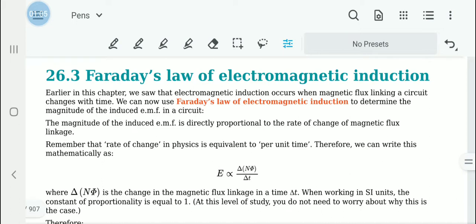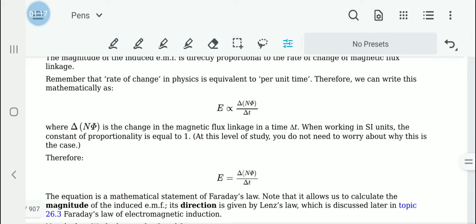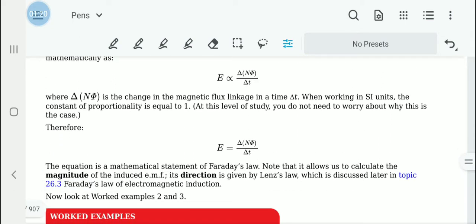Then rate of change, we know, is per unit time. We write it as E equals delta Nφ upon delta t. E is directly proportional to delta Nφ upon delta t. Here Nφ is the change in magnetic flux linkage and delta t is the time. Therefore, this equation gives us the change in magnetic flux linkage within a given period of time. What is the change in the magnetic flux?